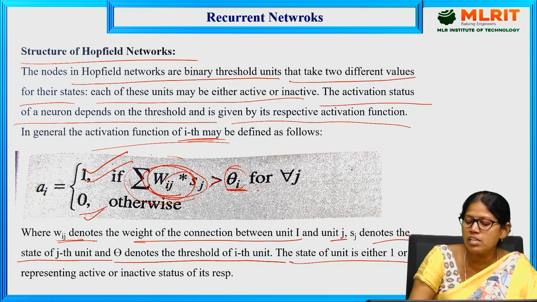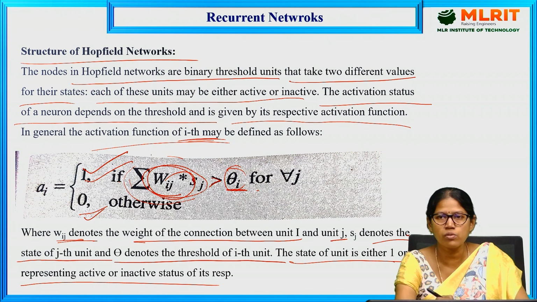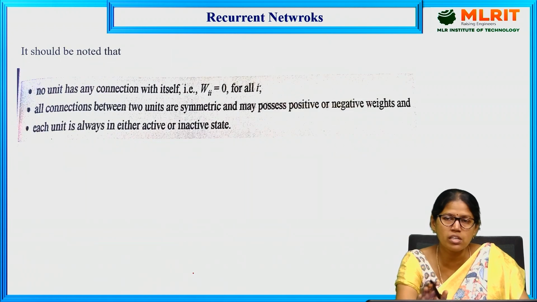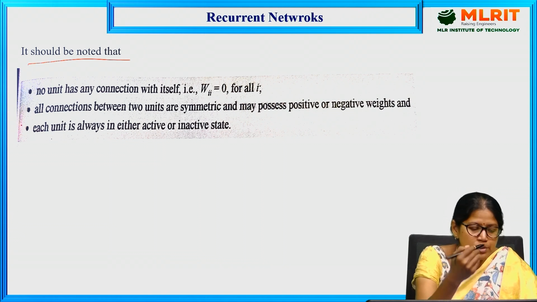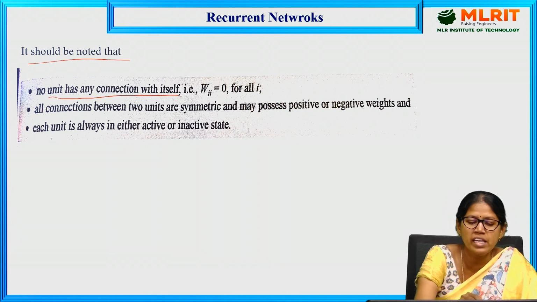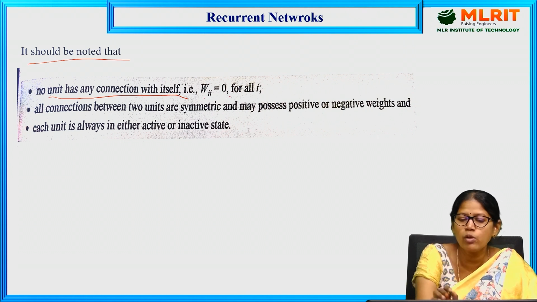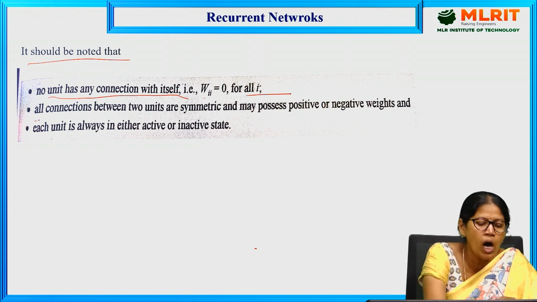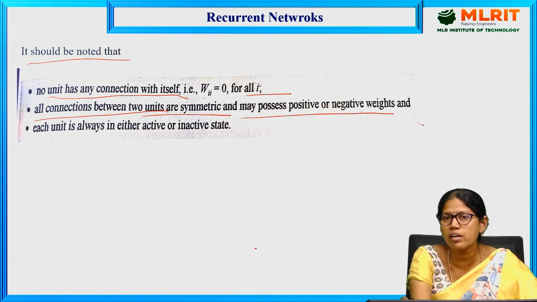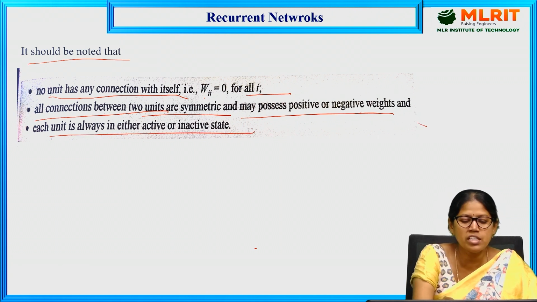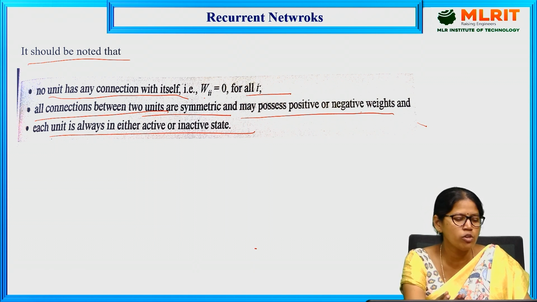The state of a unit is either 1 or 0, representing active or inactive status respectively for that node. It should be noted that there are three parameters which we need to remember. No unit has any connection with itself, that is what we have seen first: Wii equals 0 for all i. All connections between two units are symmetric and may possess positive or negative weights, and each unit is also either active or inactive. The neuron is either in active mode or inactive mode only.